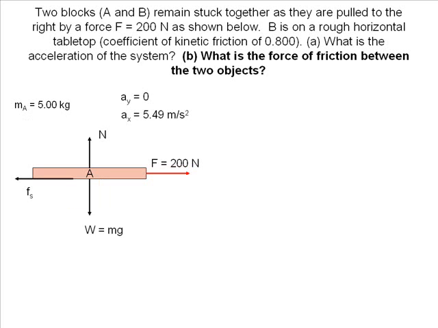We will find the weight of Block A. Block A's mass is 5 kilograms, so its weight is 49 newtons. We won't actually use this value in our problem, but it is a good habit to always solve for the weight when drawing the free body diagram.